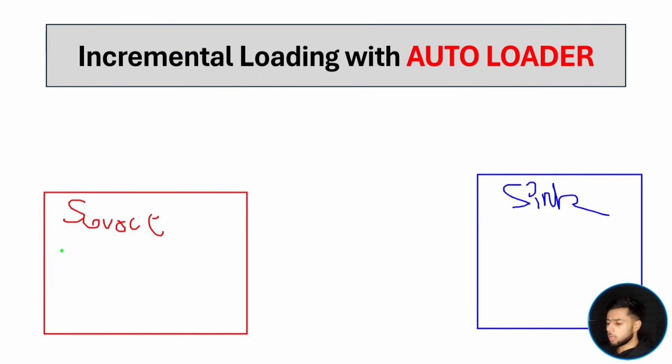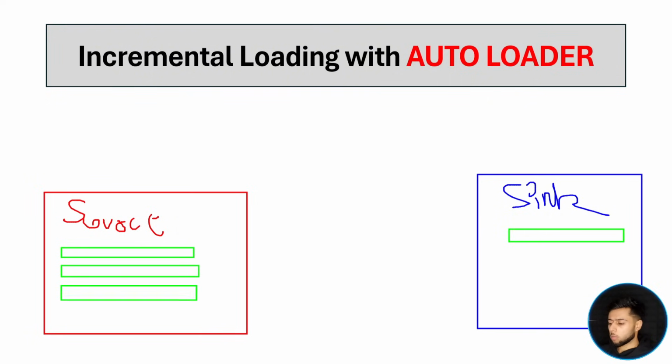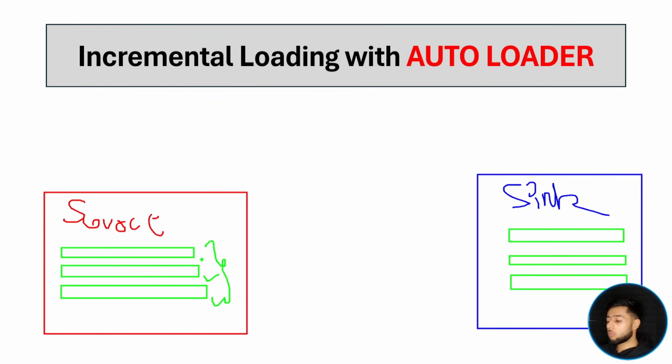Now we have something called a destination, or let's say sink, right? So initially we have one file. Okay, we have transferred this file here. Then the next day we have two more files. Now do you really want me to load all three files or just these two files? Your answer will be just these two files. So this is possible with autoloader. It will just pick these two files instead of all three files.